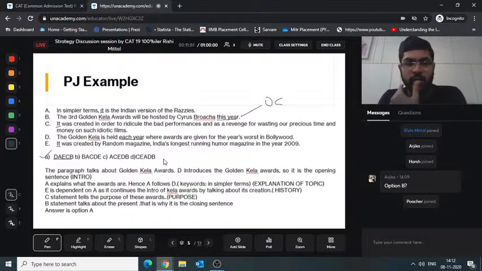Then I don't know what Golden Killer Awards are. Okay, it's said that it's held each year, but what exactly is it? So then I see option A is putting it in simpler terms for me, Indian version of Razzies. That looks good. Then option E talks about the creation of this, and option C says why it was created. So I know that option C will come up after option E.